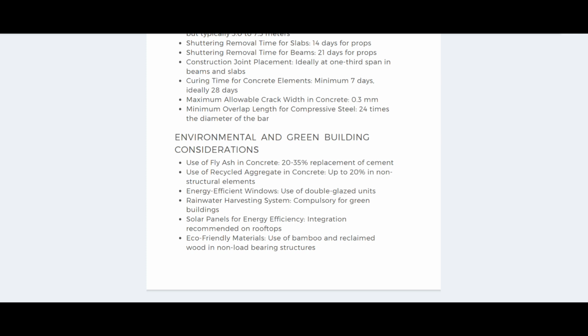Environmental and green building considerations. Use of fly ash in concrete 20-35% replacement of cement. Use of recycled aggregate in concrete up to 20% in non-structural elements. Energy efficient windows, use of double glazed units, rainwater harvesting system, solar panels, eco-friendly, etc. These are the 100 basic points of the civil engineering.